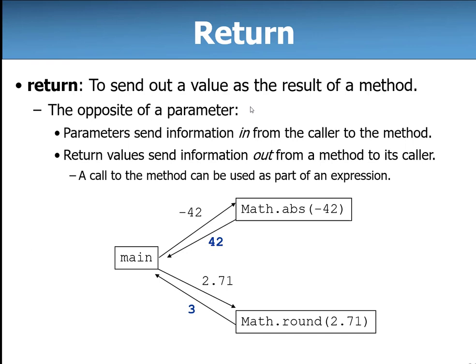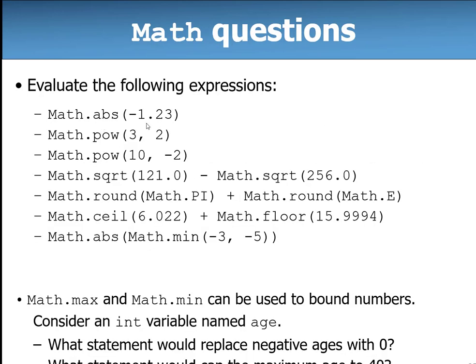As a review, return is described here as the opposite of the parameter. And yes, it is, because the parameter is input, and the return value is the output from the method. Let's review some of these. This will return 1.23. This will return 3 squared, which is 9. This will return 10 to the power of negative 2, or 1 over 100.